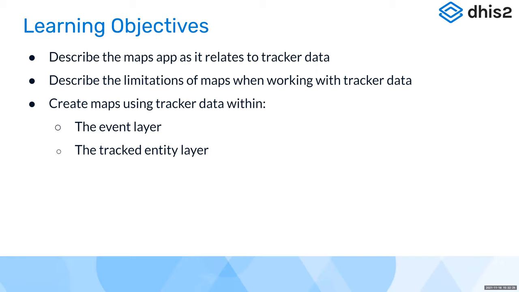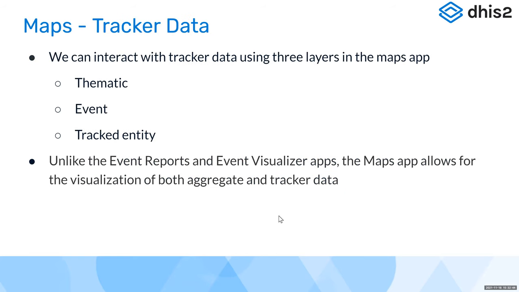What is working, what is not working. And we shall also have a step-by-step demo on how to use the event data and track entity data, tracker data, to produce maps. I know the map has different features, but in this session, dealing with tracker data, we shall be looking at how to use the thematic layer, the event layer, the track entity layer, and also the boundaries layer.